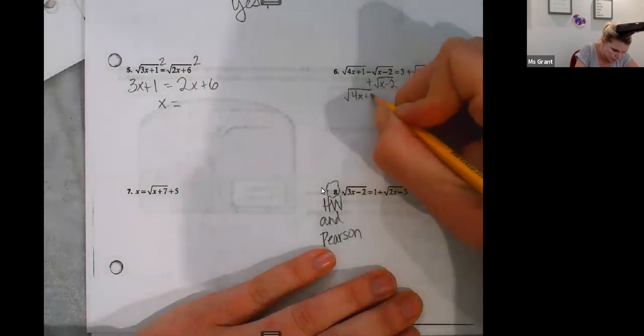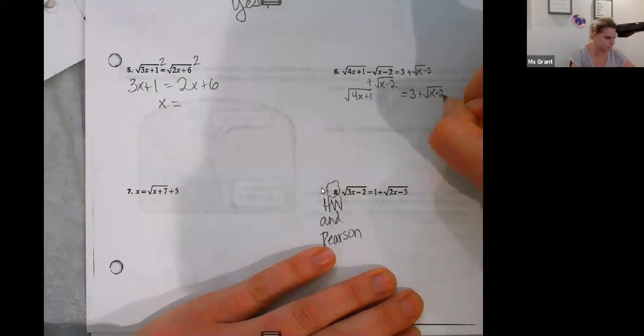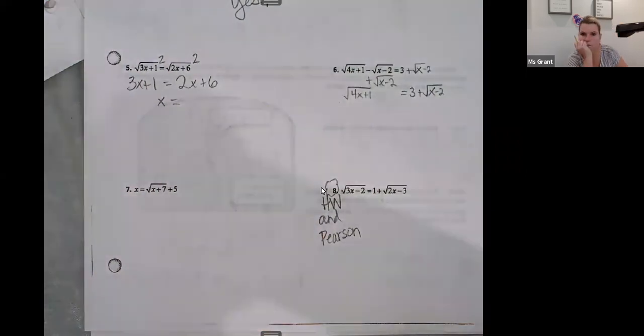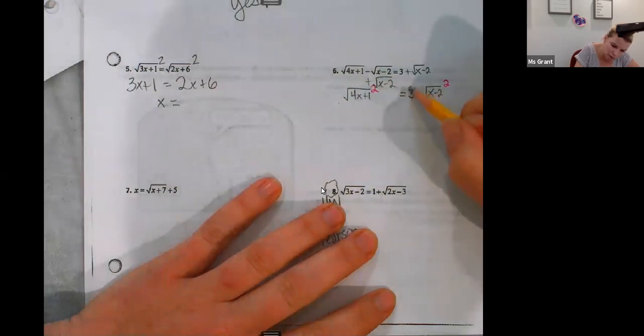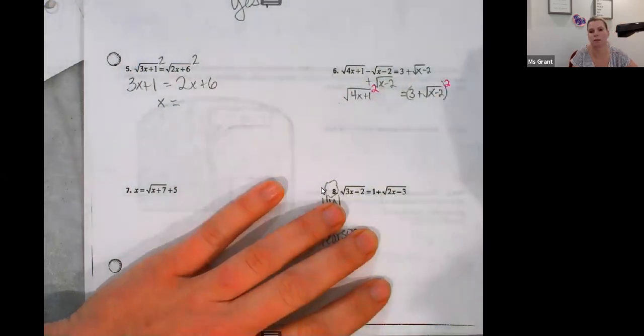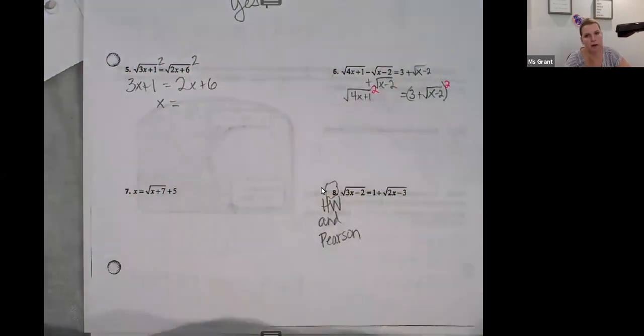The equation is the square root of 4x plus 1 equals 3 plus the square root of x minus 2. I need a square root on each side because when I square both sides, I need the square roots to go away. The problem that I face here is that I've now got a binomial, right? So I've got this binomial.